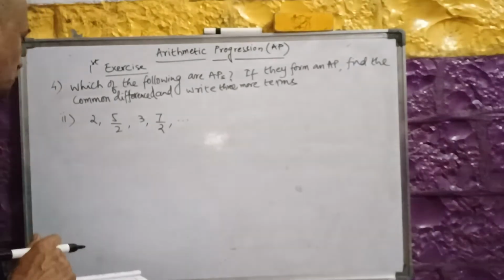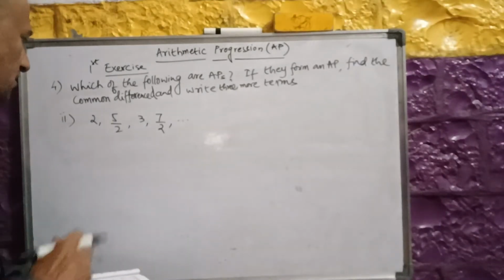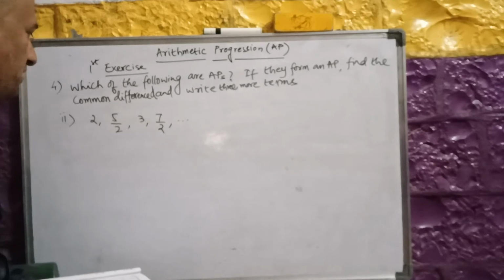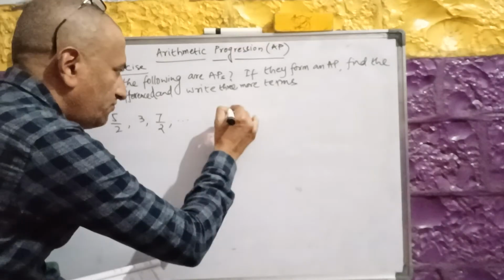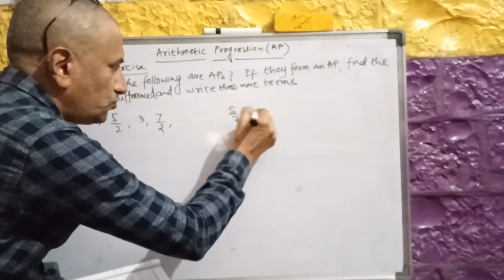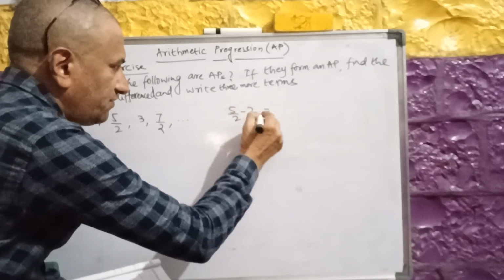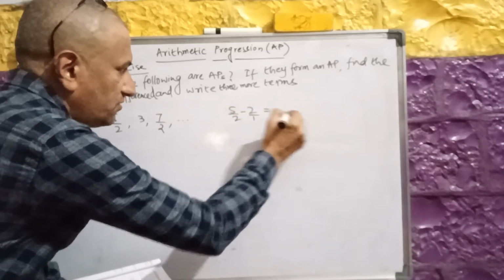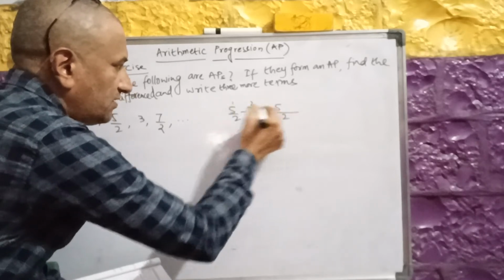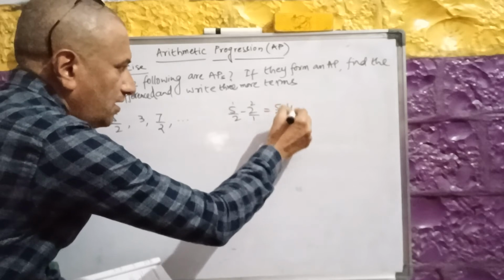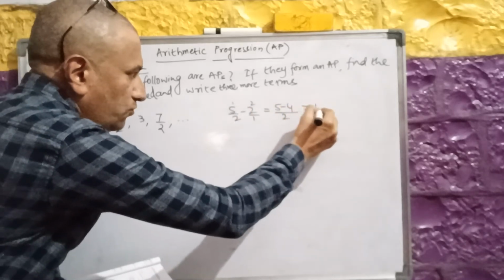Similarly, sub question 2 in fourth question: do this list of numbers form an AP, that is 2, 5/2, 3, 7/2. So if I find the common difference, that is 5/2 minus 2, if I take the LCM, 1 2 is 2, 5 1 is 5, 2 2s are 4, so the difference is 1/2.